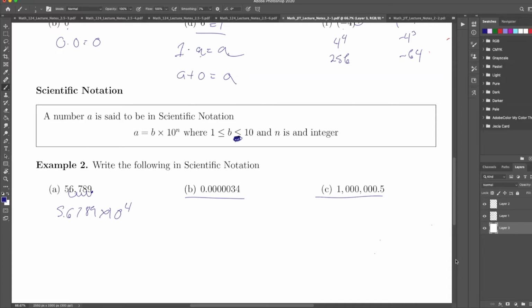There we go. Anyone get what either of these two are? B or C? Okay, we got some of them.